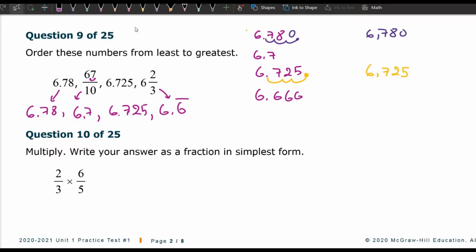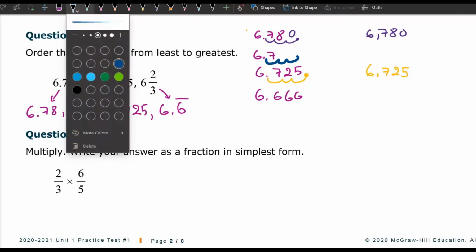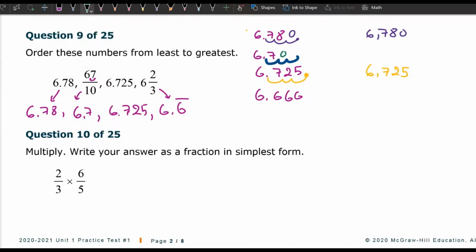Okay, we're going to do the same for this one. 1, 2, and 3. I plan to write in green, so that is 20, right? So that will be 6,700. And the last one, we're going to move this 3 times, so that will be 6,666.